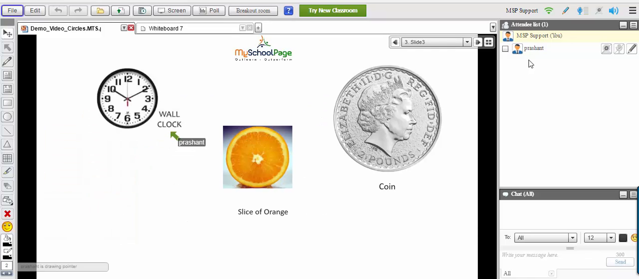You can see these are the examples of the circle. This is a wall clock, this is a slice of orange, and this is a coin. So, these are the examples of the circle you can see in your daily life.